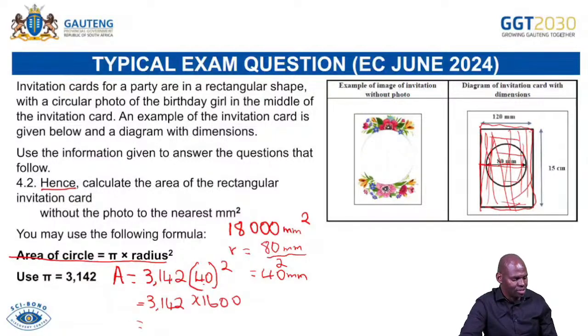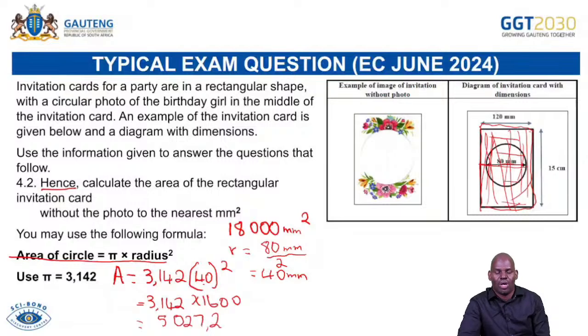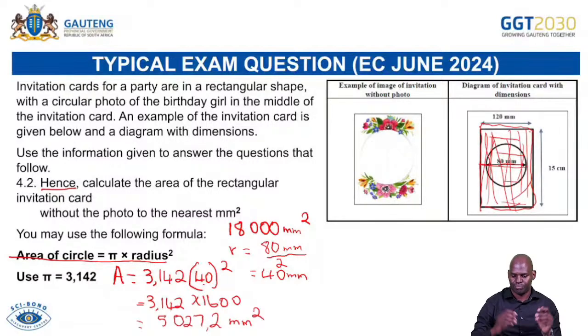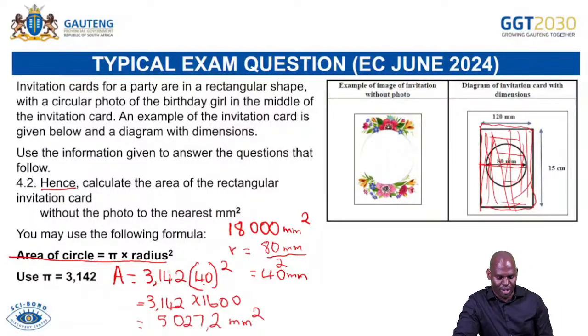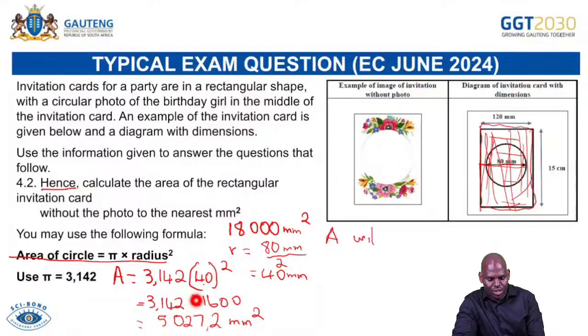So the answer is, this is what I'm getting, 50,000. I'm sorry, not 50,000, but 5,027.2. Remember, our radius was in millimeters, so this must be in millimeters squared. For our area to be in millimeters squared, our radius must be in millimeters. So the area without the photo will be the area of the rectangle, which is 18,000, then we subtract 5,027.2.